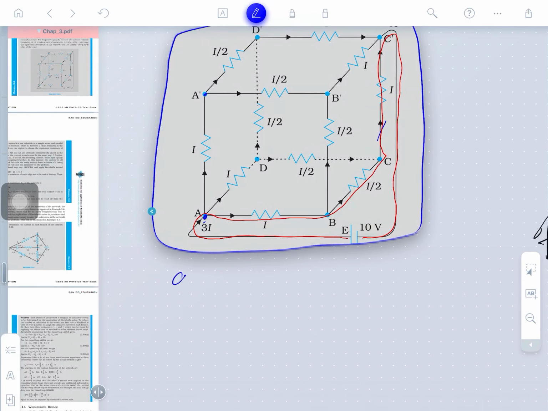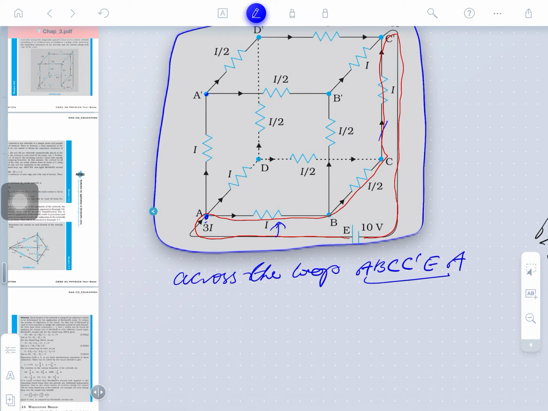The loop goes from A, then to B, then to C, then to C dash, then to E, and again to A. This is the loop. Clear? So if you travel from A to B, the current is I only, from A to B.